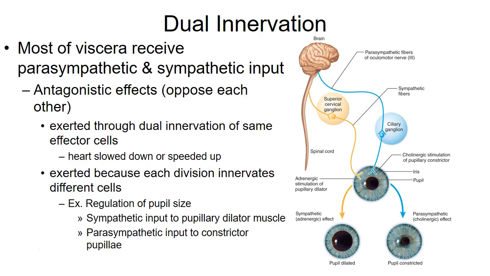So regulation of pupil size that I just went over, right? So regulation of heart rate, okay, right, is dual innervation, but we have the same effector cells. And when we get to the cardiovascular section, we'll talk about why that is. So the target cells are the same. Here we're talking about dilation or constriction of the pupil, where the target cells are different for each one of the divisions. Is that making sense to folks?